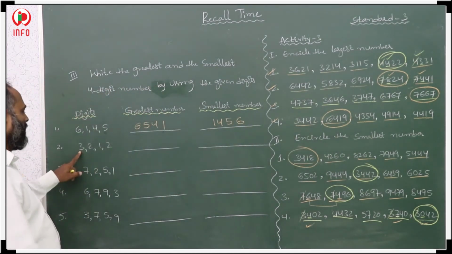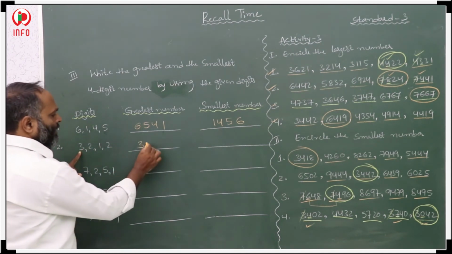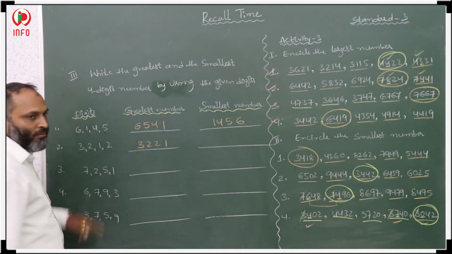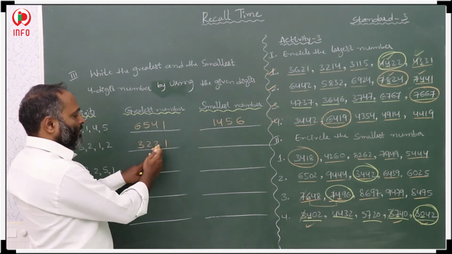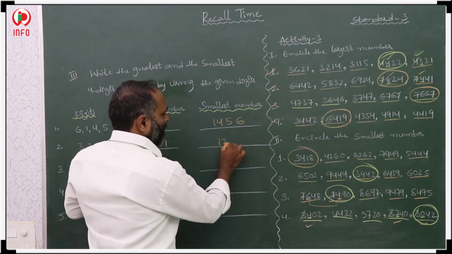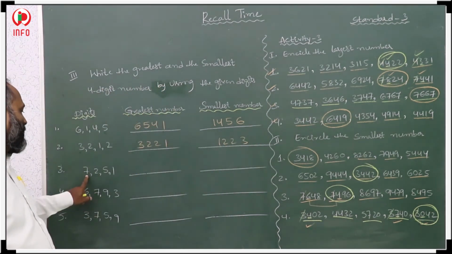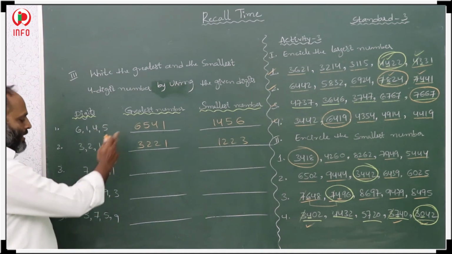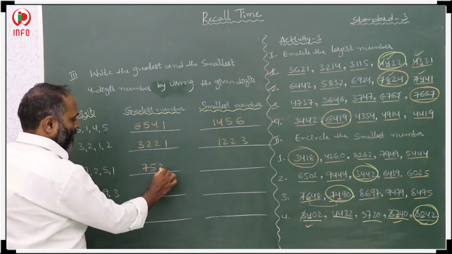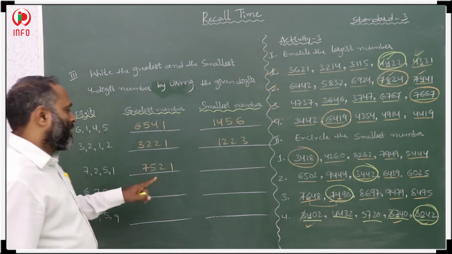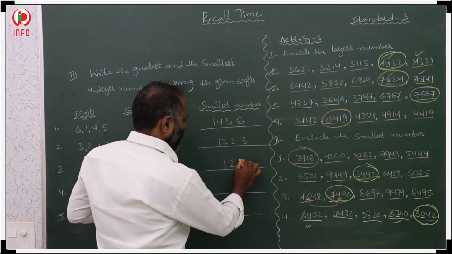Next, here also for the greatest number, first descending order: 3, 2, 2, 1. Then for the smallest number, in reverse order: 1, 2, 2, 3. Next, here also for the greatest number, first the greater digit, then the next bigger, then 2, 1. For the smallest, reverse order: 1, 2, 5, 7.